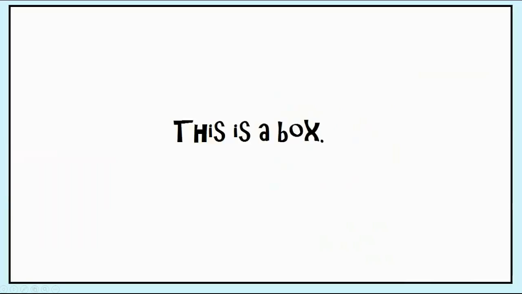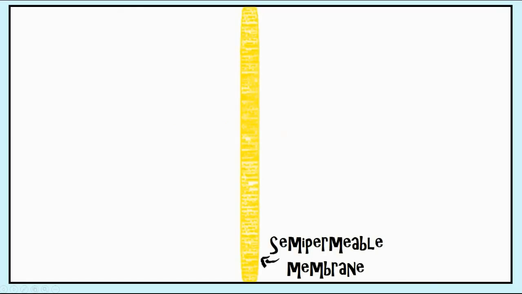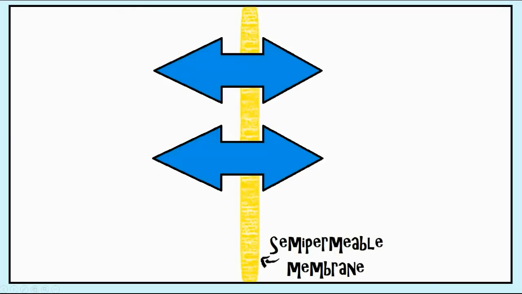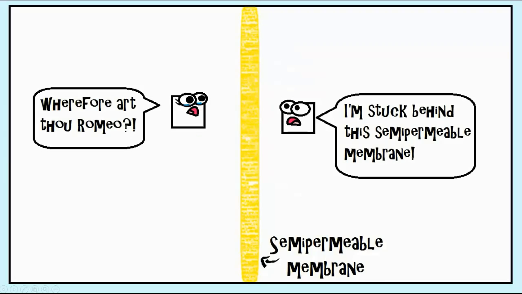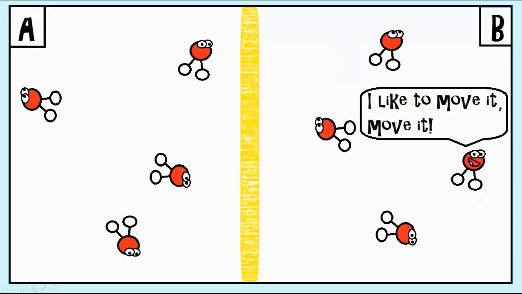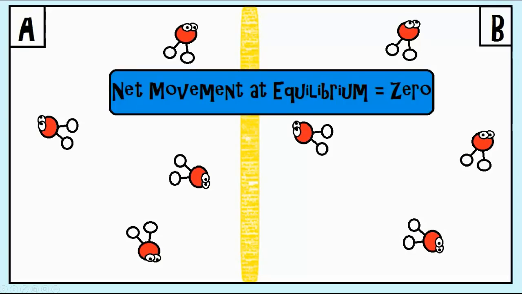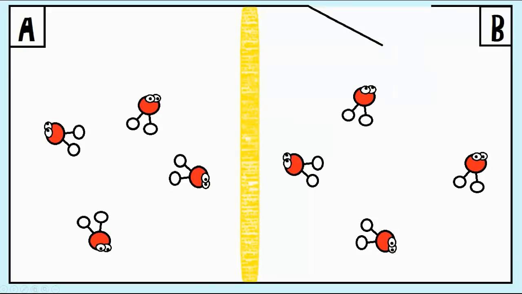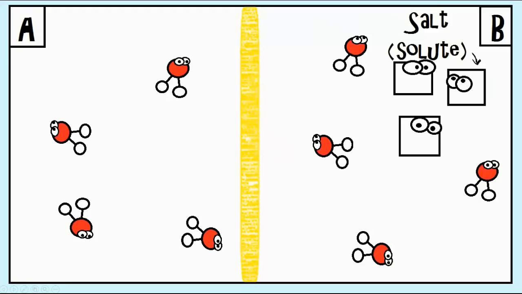So let's imagine you have a box with a semi-permeable membrane in the center. And remember, this membrane will let tiny things pass through it like water and gases, but not large solutes like salt. We'll label one side of the box A and one side of the box B. If you had pure water on both sides of the box, those water molecules, they're moving. Water molecules, they like to move. But the net movement of water on the two sides is zero, meaning the overall change in direction of movement is zero. Now let's imagine on side B you dump a huge amount of salt there.